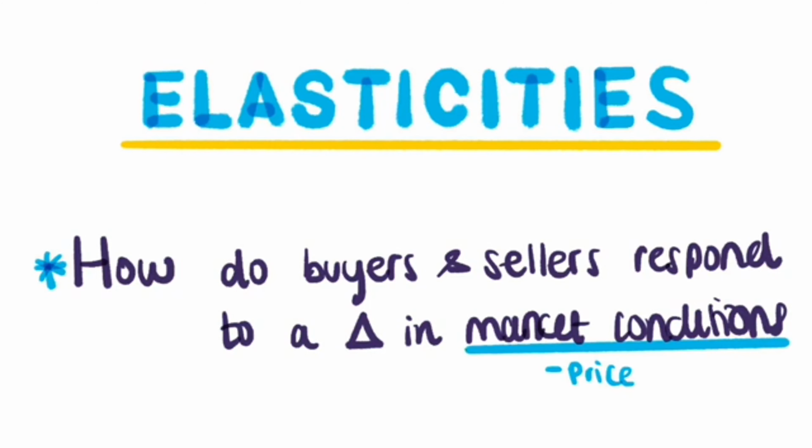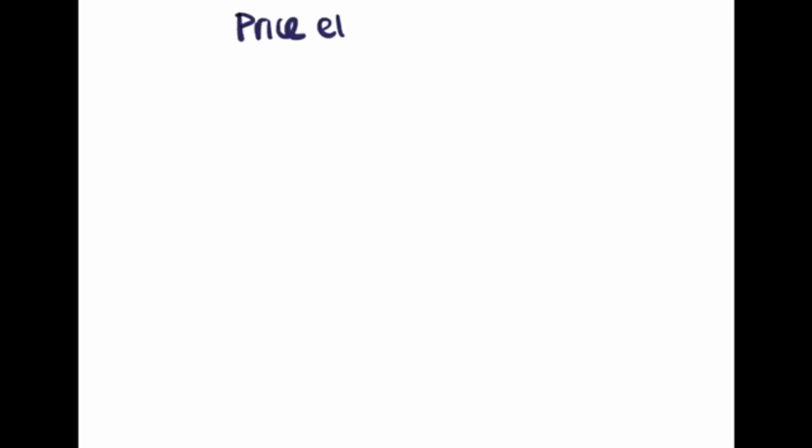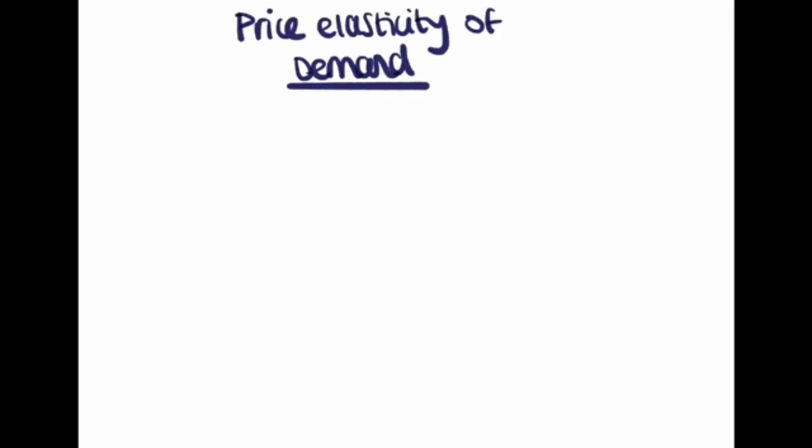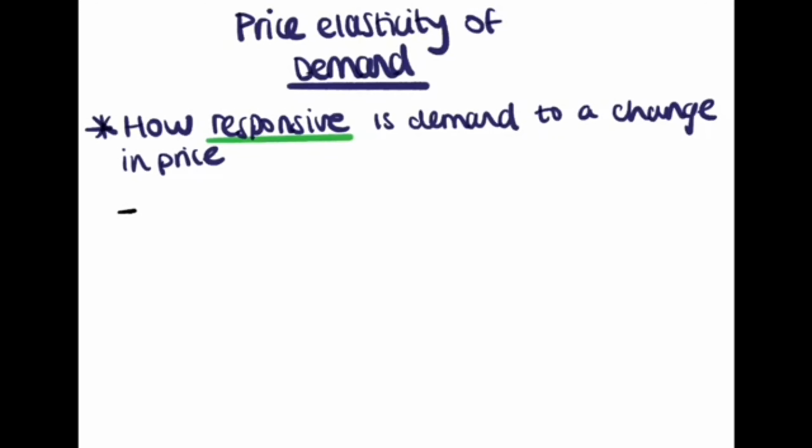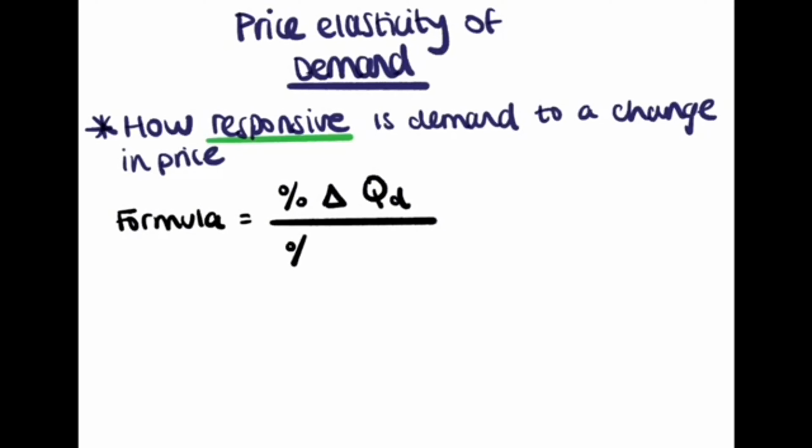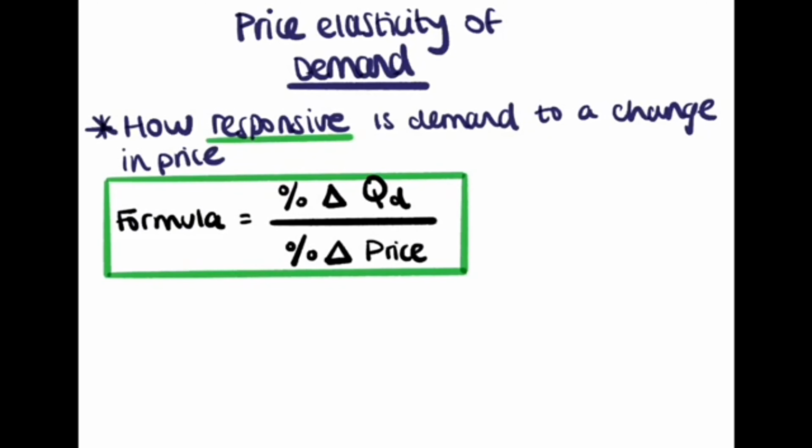This refers to how buyers and sellers respond to a change in market conditions. Price elasticity of demand, or PED, looks at how responsive demand is to a change in price. The formula is the percentage change in quantity demanded over the percentage change in price.